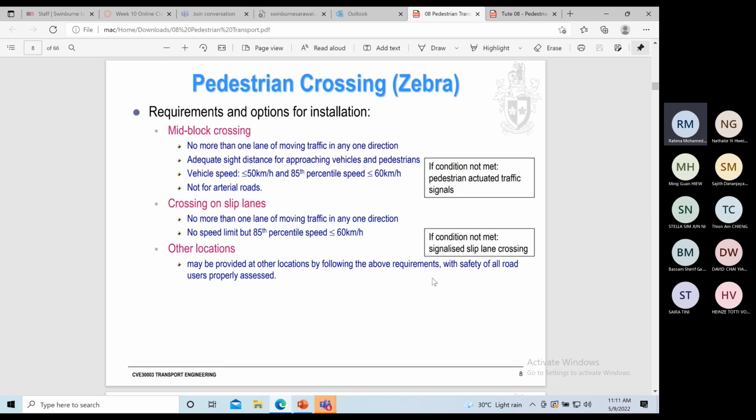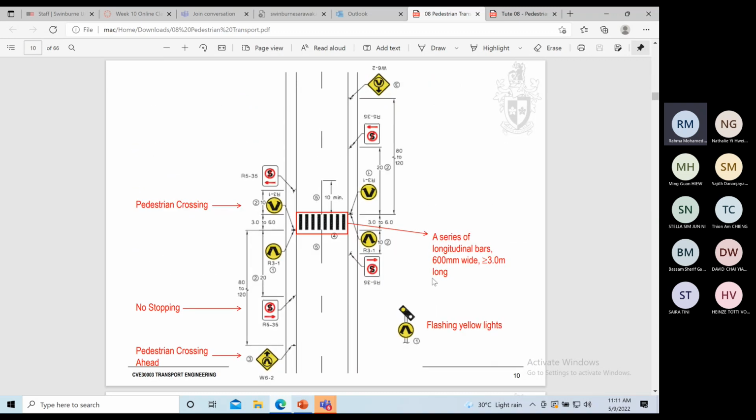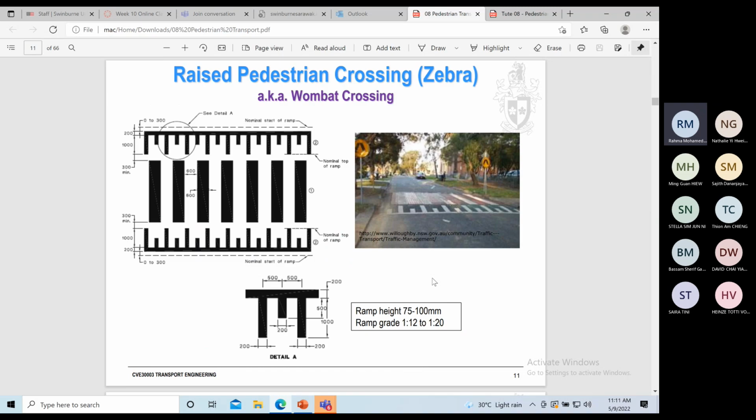Then this is the requirement and options for installation. You can pass through on your own, same as this. You can pass through on your own on the installation process. Then we move on to the next one. This one is called a wombat crossing. This is very similar to a zebra crossing, as you can see, but it's like a raised zebra crossing. It's at a certain height. And it works on the same principle. Vehicles have to give way to pedestrians for them to cross.